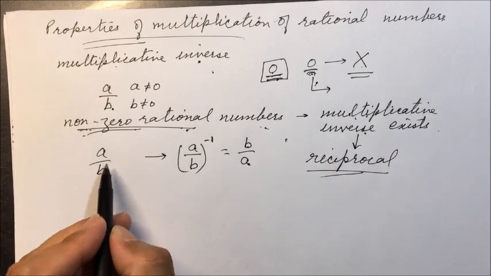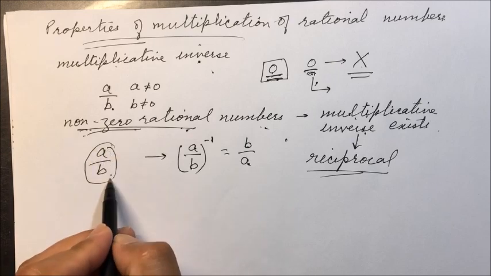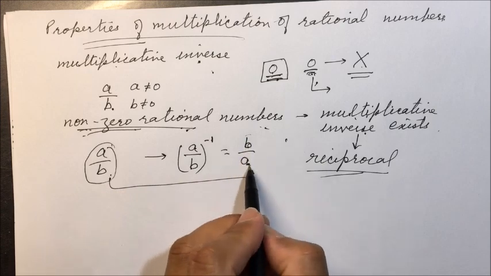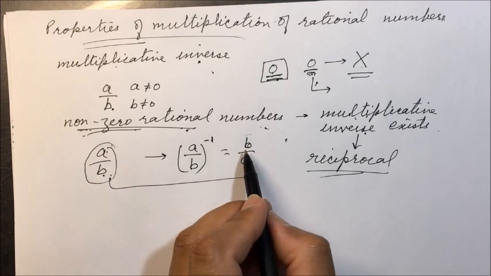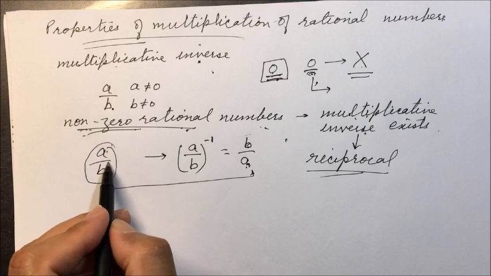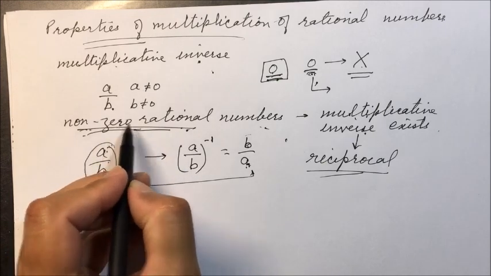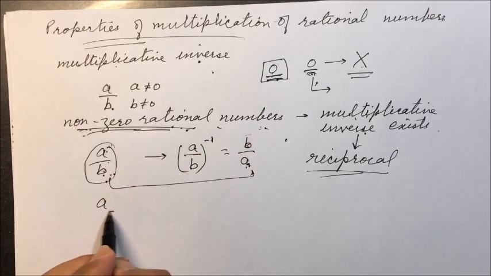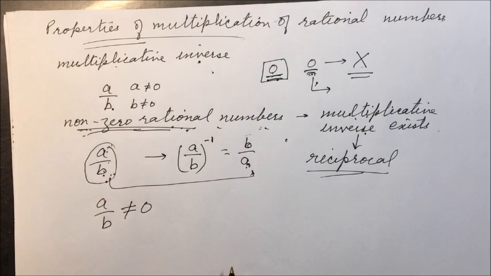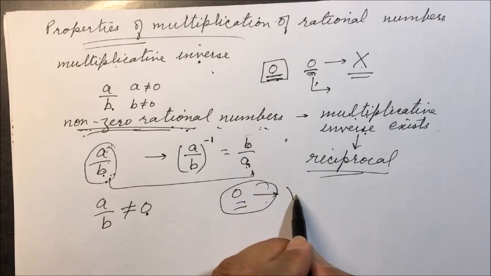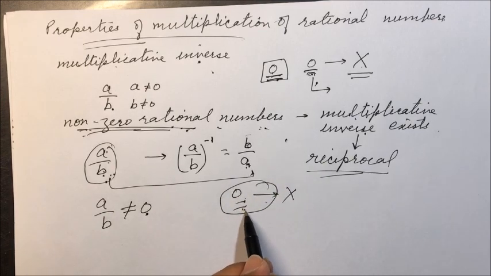So we are taking the reciprocal of a non-zero rational number, and we will get this one. This b by a is the reciprocal of a by b, or we can say b by a is the multiplicative inverse of a by b, where a by b is a non-zero rational number, that is a by b is not equal to 0. If 0 is there, there is no multiplicative inverse for 0. Multiplicative inverse does not exist for 0. Do always remember this one.